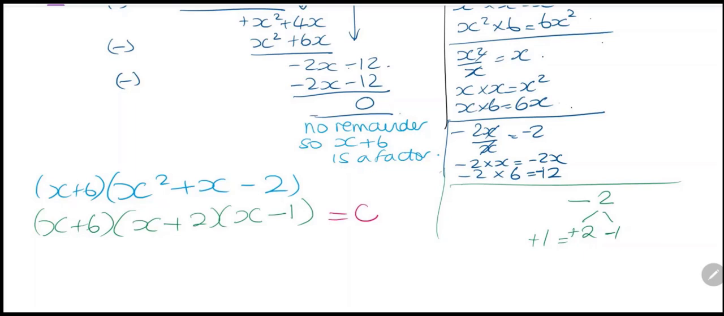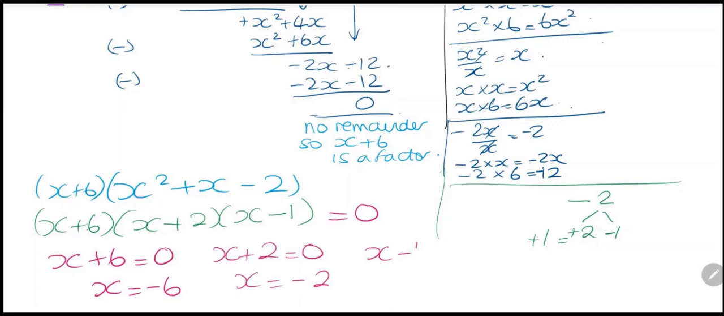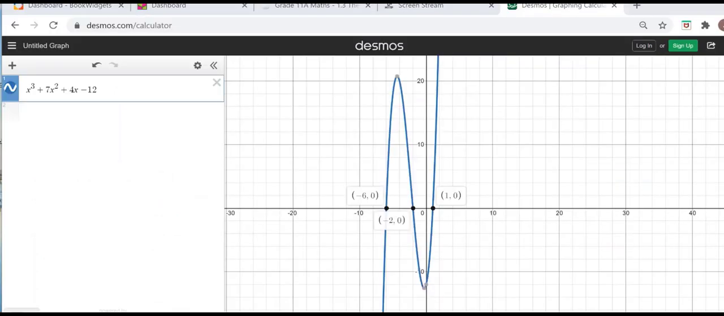So we're going to make this equal to 0. So x plus 6 is 0, so x is minus 6. x plus 2 is 0, so x is minus 2. And x minus 1 is 0, so x is equal to 1. And we're just going to check in Desmos. So putting the function into Desmos and plotting the points, we can confirm that the roots or the zeros are at minus 6, minus 2, and 1.